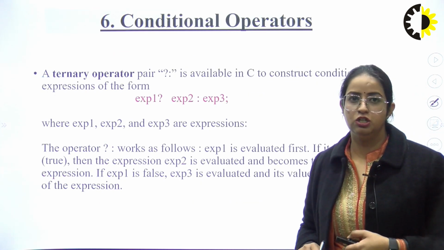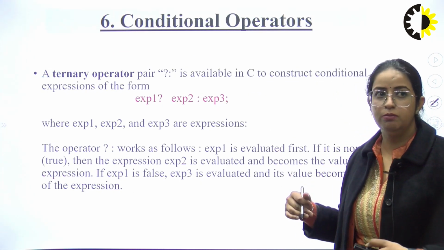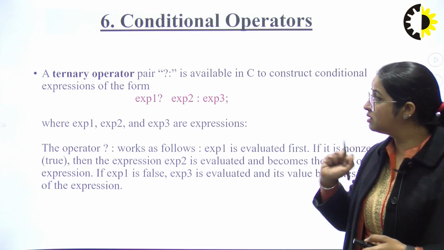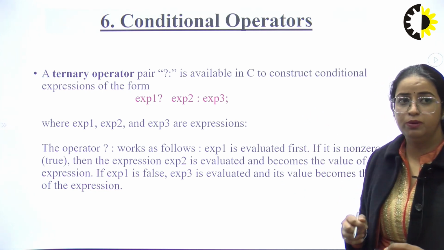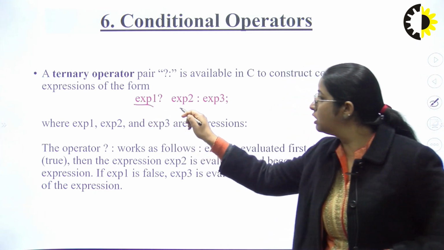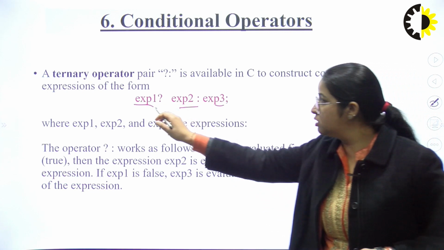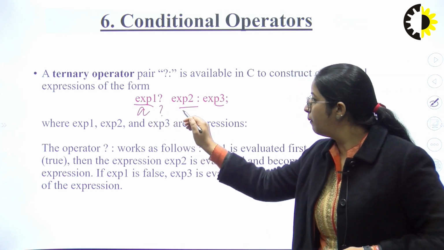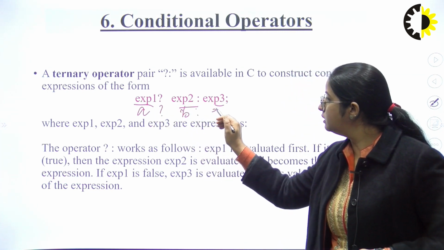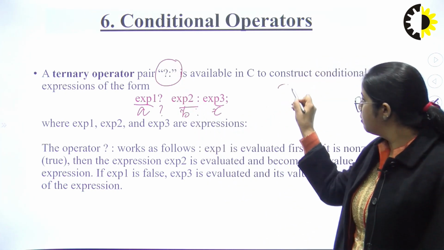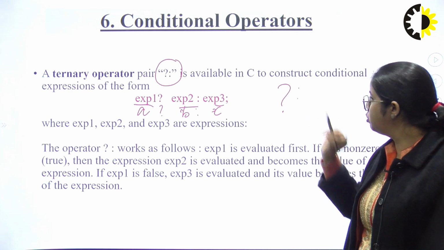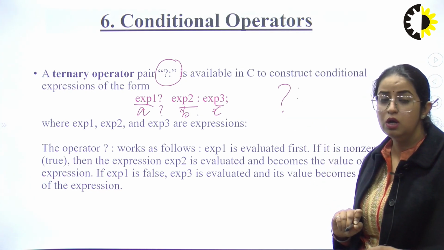Next we have the conditional operator. As I told you earlier about the ternary operator, this is the ternary operator, also called the conditional operator, where we are using three operands. Expression 1, suppose we take a, b and c, and this is the symbol we use: a question mark and a colon. This is the symbol of the ternary operator.